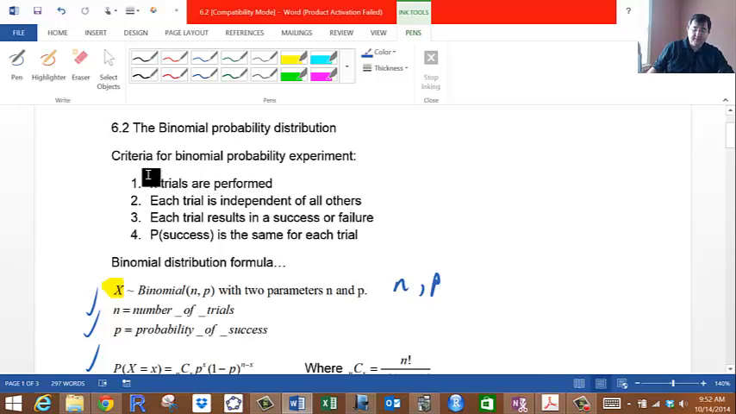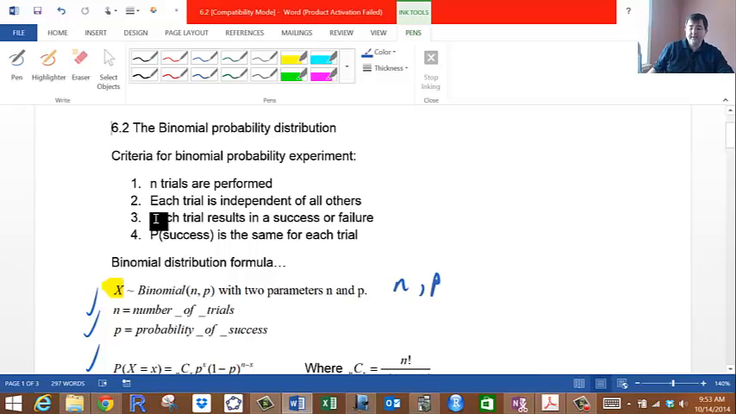Very simple. If you were to toss a coin 5 times, then the number of trials would be n equals 5. Each trial must be independent of all others. That means if we got heads on the first toss, does that change the probability of getting heads on the second toss? The answer is no, it doesn't. It's the same each time.